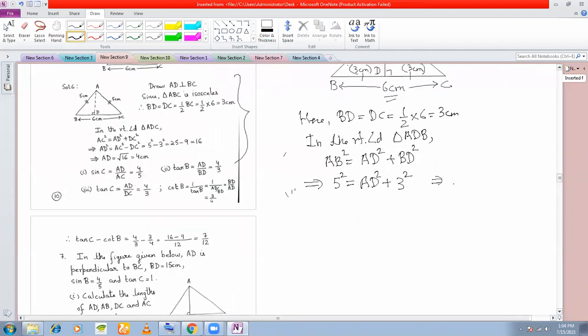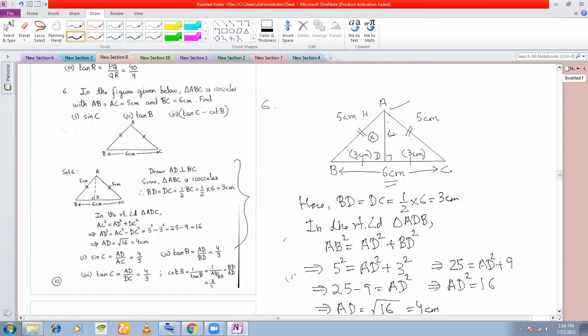Okay, so here what do we get? 25 is equal to AD square plus 9. That means 25 minus 9 is equal to AD square. That means AD square is 16. That means AD is the square root of 16, which is 4 centimeters. So we have also got the length of this, 4 centimeters. Right? Once you've got this length, now we can find whatever is asked.